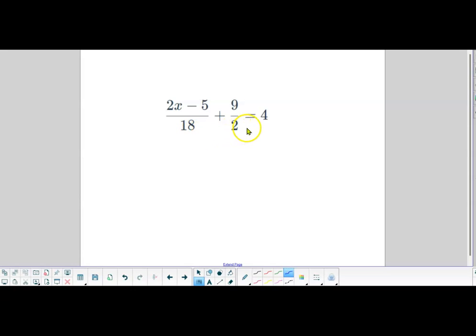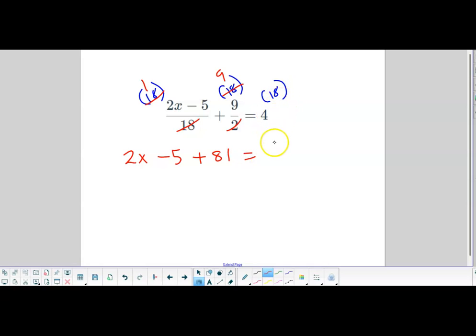All right, let's take a look at these equations with fractions. I've got a denominator of 18 and 2, and don't forget he's got a denominator of 1. I'm going to multiply each term by 18, and that will give me a 1 here when I divide first, 9 here, and that will give me 2x minus 5 plus 9 times 9 is 81. And then 4 times 18 is 72.